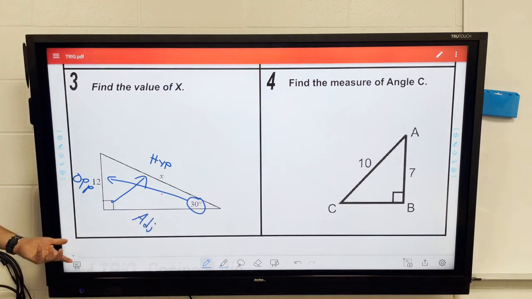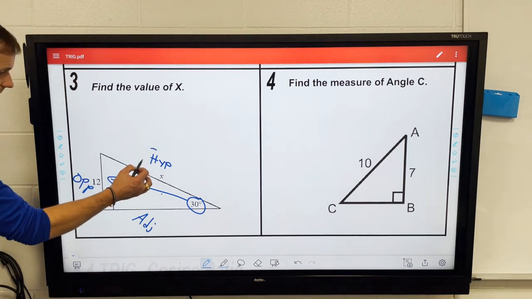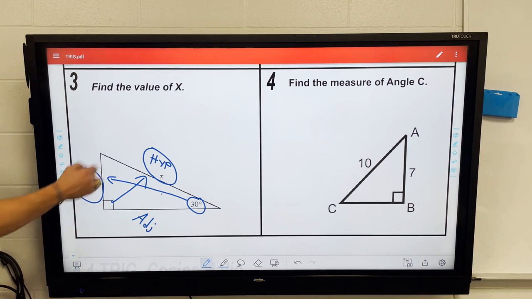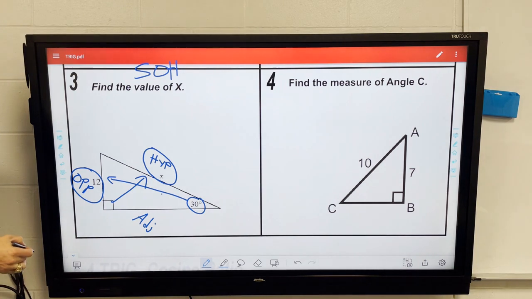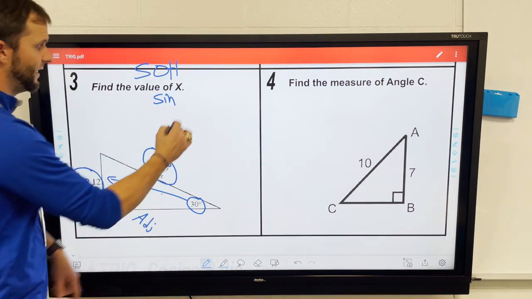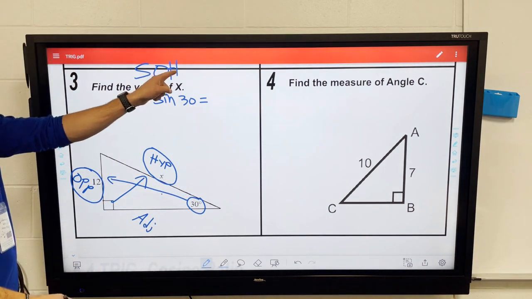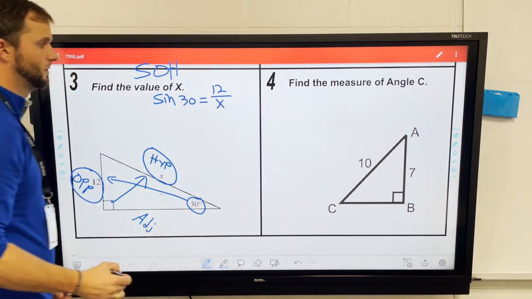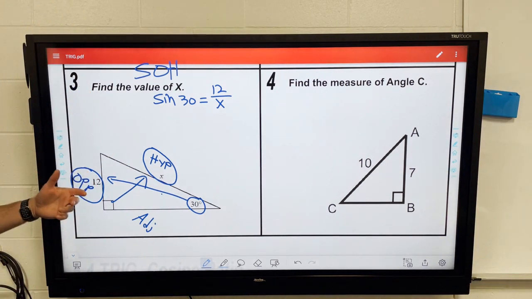You notice the first thing I'm doing in all of these is labeling them. I need my hypotenuse, and I've been given my opposite side. Opposite and hypotenuse deal with sine, so I'm going to use the sine ratio. The sine of the angle they gave me, 30, is set equal to opposite over hypotenuse. I could show you the math of how this works, but I'm going to show you a little shortcut.